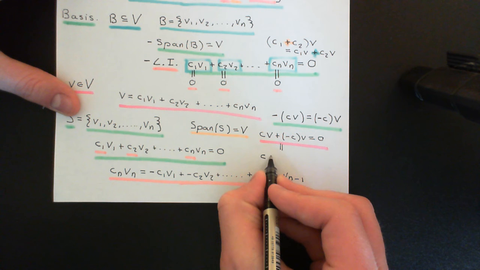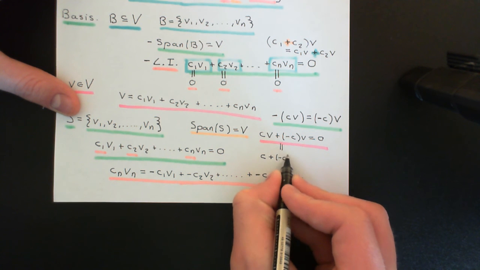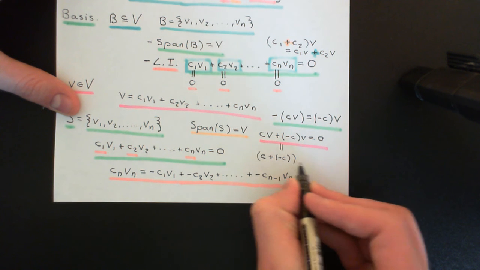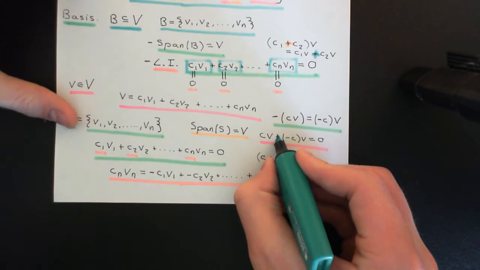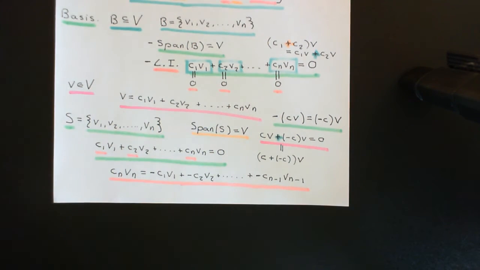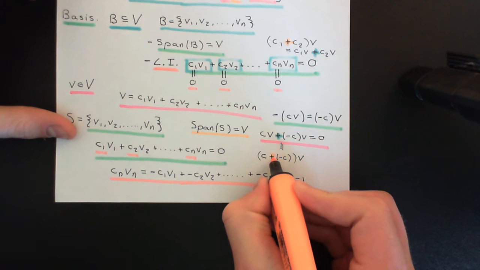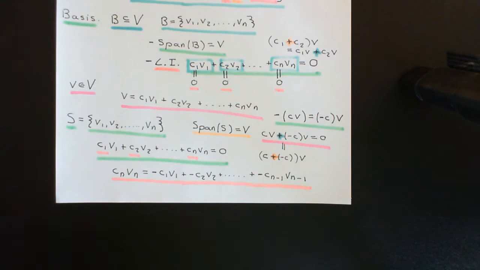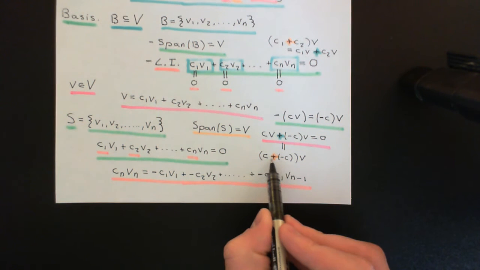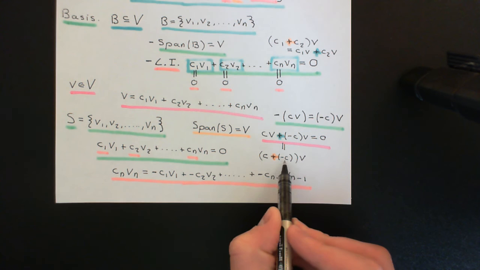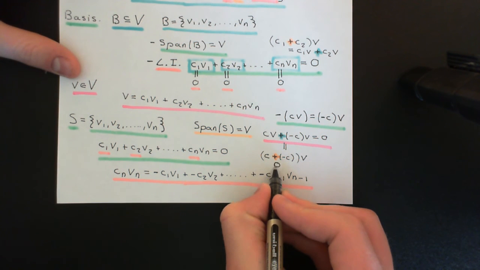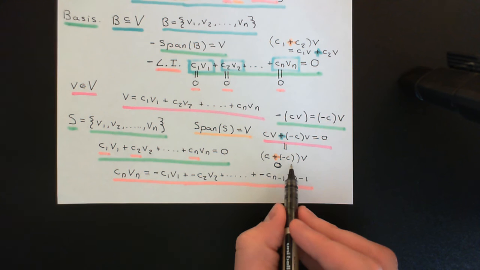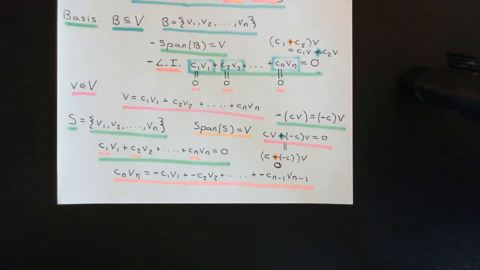We're going to change this into c plus negative c, where these two are being added in the field here, times the vector v. So colouring in again here, this is addition in the vector space. We've turned it now into addition in the field here. Now, by definition, c plus the additive inverse of c in the field is of course going to equal the additive identity in the field. It's going to equal 0 just by definition. This was the additive inverse of c in the field.